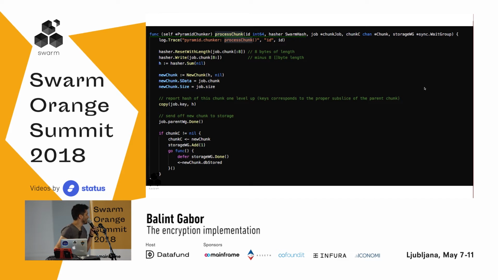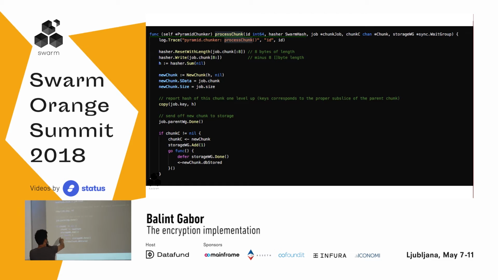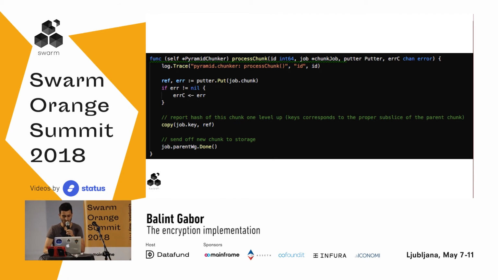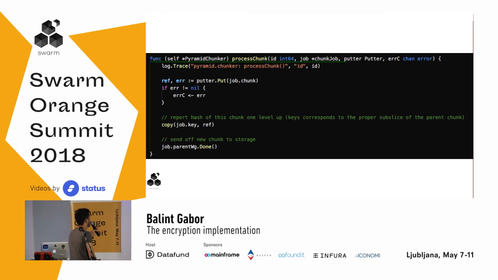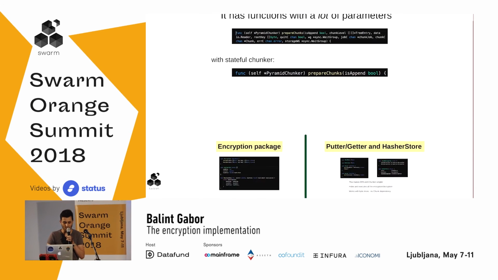So a lot of things were actually removed from the chunker code. I can show you an example. This is how the process chunk function looked like. You can see that there is a hasher which does hashing, and then it instantiates a chunk object, and then somewhere here it puts it into a channel to store it and wait until it's stored. So this code now looks like this. It just calls a put on the putter and puts the chunk data into it.